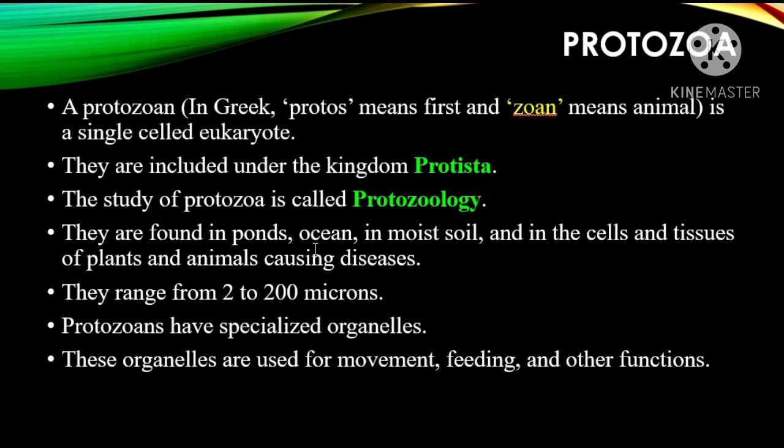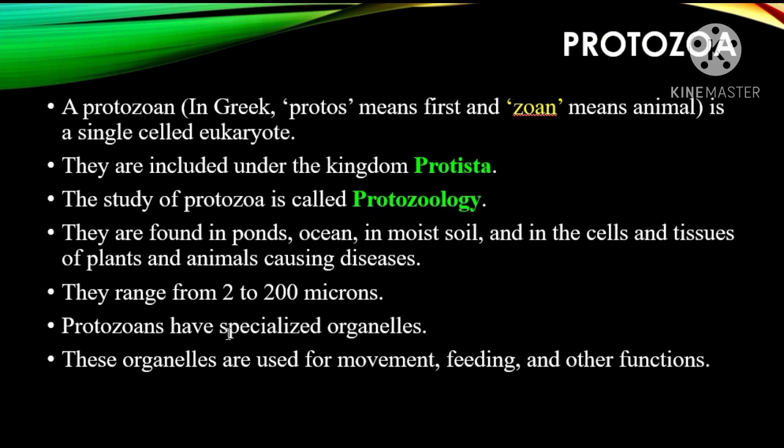The protozoans living in the cells and tissues of plants and animals cause a harmful effect, that is, they cause disease. The size of protozoa ranges from 2 to 200 microns. Protozoans have specialized organelles, just as organs are present in higher animals. In the same way, certain specialized organelles are present in protozoans to carry out special functions. An example, children, is the plasma membrane.